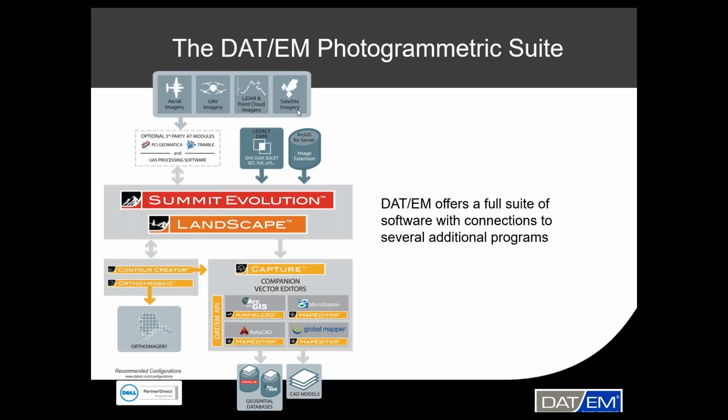Non-RPC satellite imagery or satellite sensors are a different matter. I've never really dealt with any, but I think we can take some in with some work. The main thing we focus on is RPC supported satellite imagery. We also talk to third-party modules, PCI Geomatica, Trimble, Blue Marble, and all the UAS processing systems to get inputs into Summit Evolution. From there, we can come out to Contour Creator, which is a specialized contour generation package to make published contours.